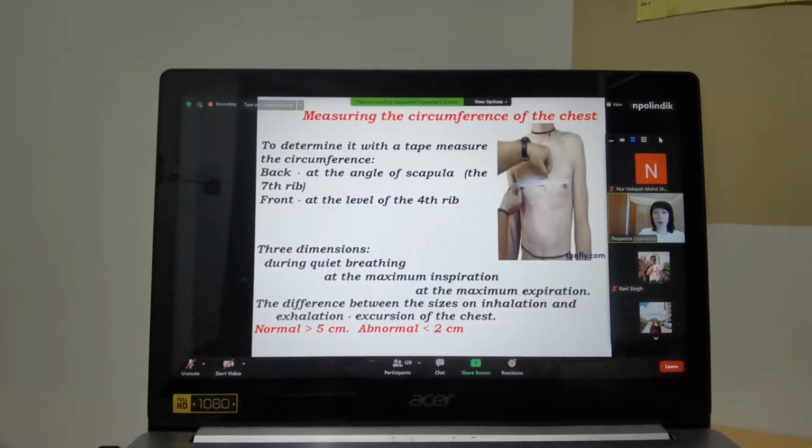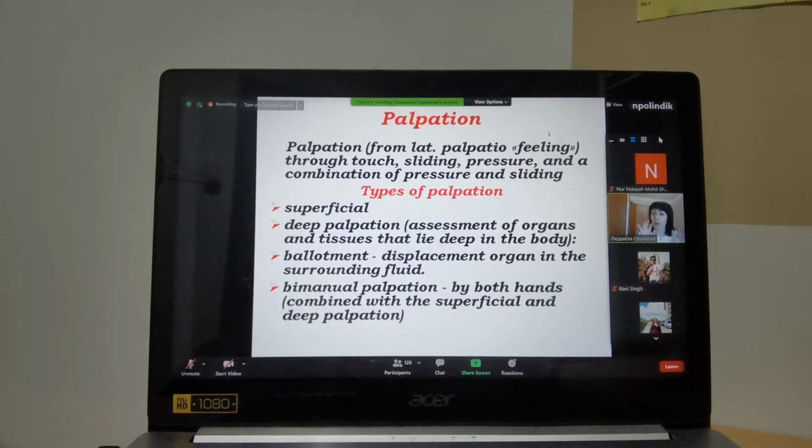After that, ask the patient for maximum inspiration and maximum expiration, and check the difference. The normal difference is more than 5 centimeters; less than 2 centimeters is abnormal. It was chest circumference. After that, palpation.